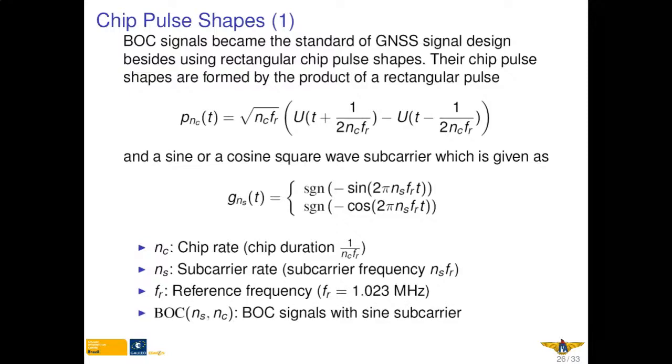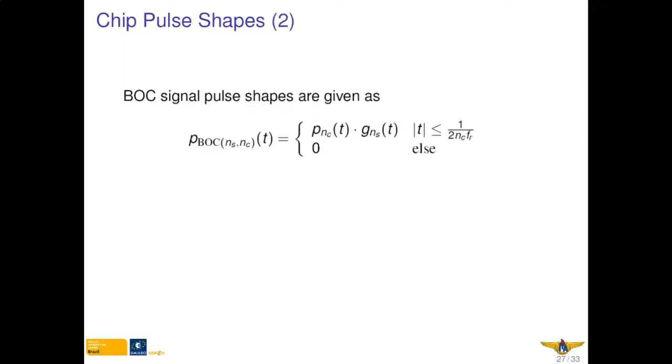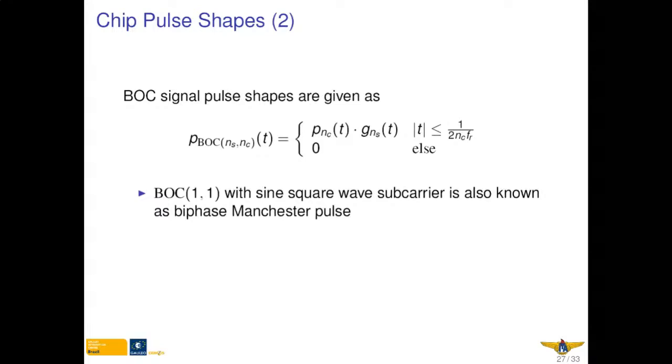And then what's called a BOC sin(ns,nc) signal is a sine subcarrier signal. And then there is the BOC cos(ns,nc), a cosine subcarrier BOC signal. The BOC signal pulse shape can be given by this. So it's the multiplication of this rectangular pulse with the subcarrier wave. A BOC(1,1) sine wave subcarrier is also known as the biphase Manchester pulse. And we also get a BPSK, so a binary phase shift keying signal again.